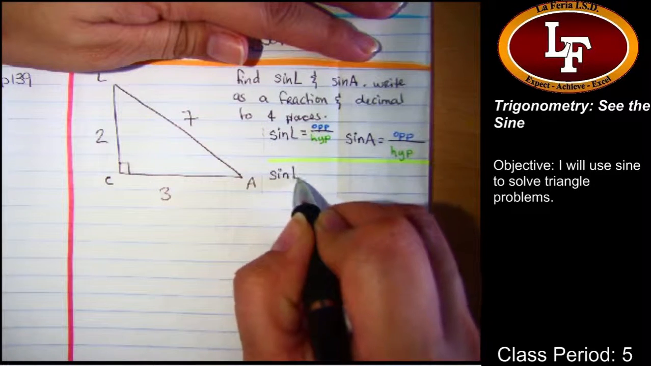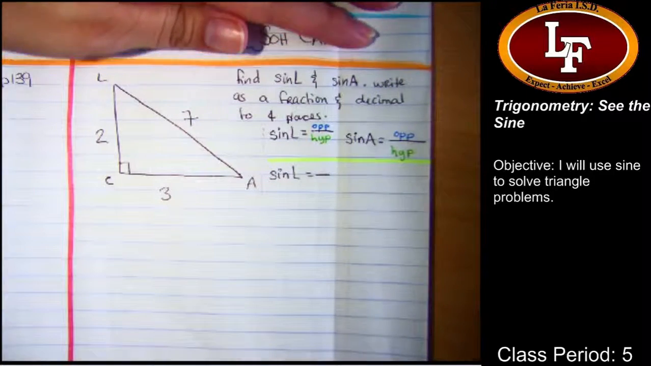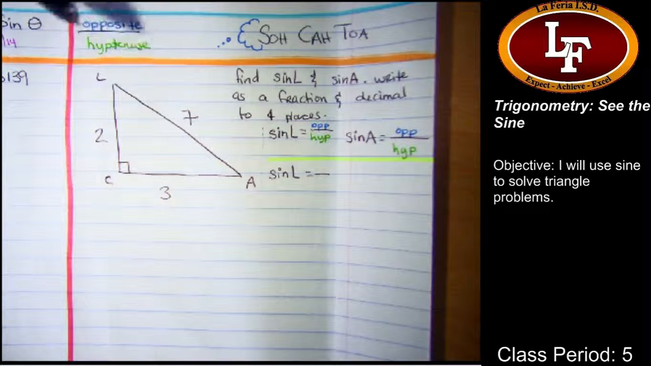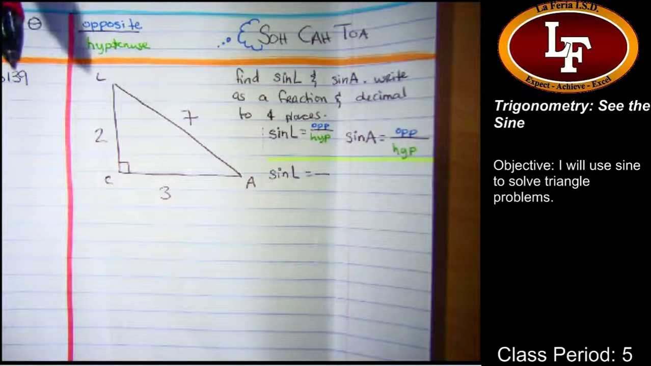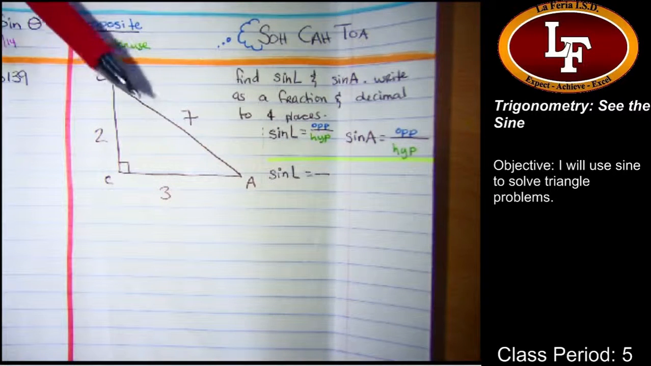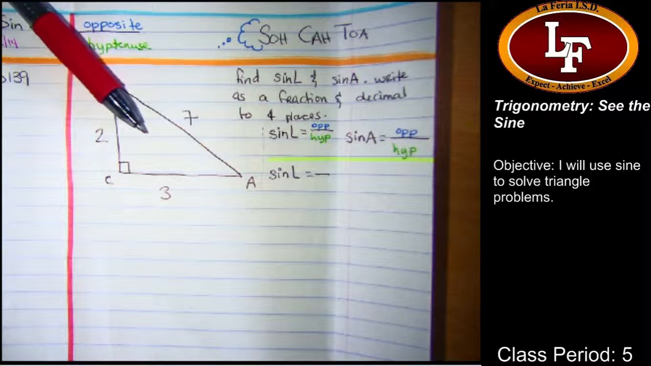All right, sine of L. We need to find the measure of the side opposite angle L. Here's a really great trick if you're having trouble figuring out which side is which. Take a pen or a pencil or a marker and cover the angle that you're looking for. In this case, I'm going to cover L because I'm looking for the sine of L.